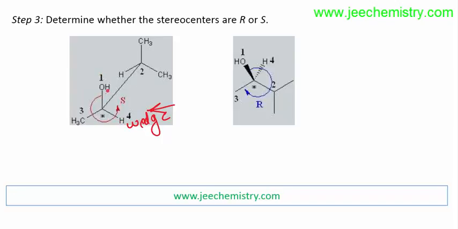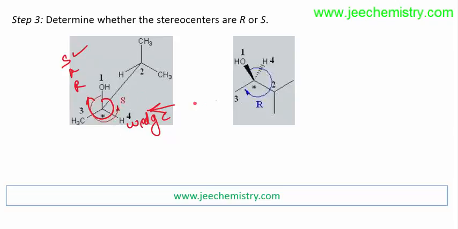Now we have to rotate the groups by drawing an arrow, ignoring the fourth group. Now this is the arrow. This is clockwise, so R configuration would be there, but the fourth priority group is not in the dash position, it is in the wedge position, so the answer will be S.